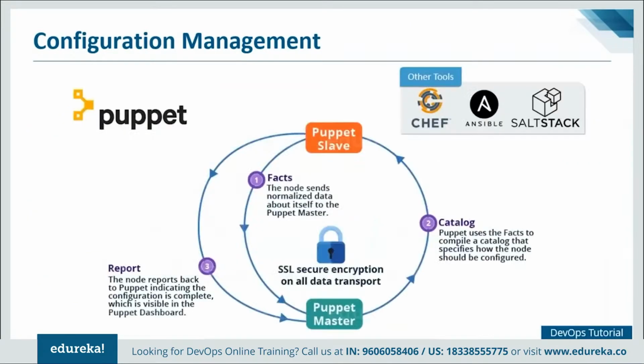Now let's focus on various tools available for configuration management. So we have multiple tools like Puppet, Chef, Ansible, and SaltStack. I'm going to focus on Puppet for now. So Puppet is a configuration management tool that is used for deploying, configuring, and managing servers.